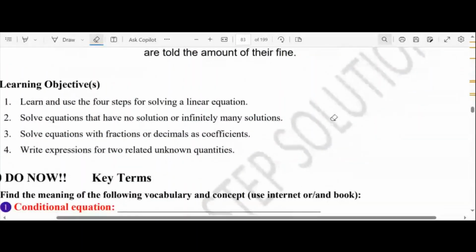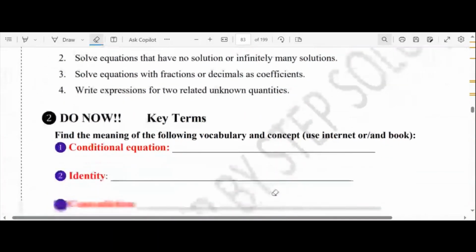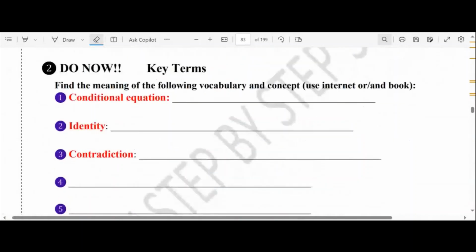Learning objectives. 1. Learn and use the 4 steps of solving linear equations. 2. Solve equations that have no solution or infinitely many solutions. 3. Solve equations with fractions or decimals as coefficients. 4. Write expressions of 2 related unknown quantities. Take a few minutes to find the meaning of these words: conditional equation, identity, contradiction. Use your internet or the book.